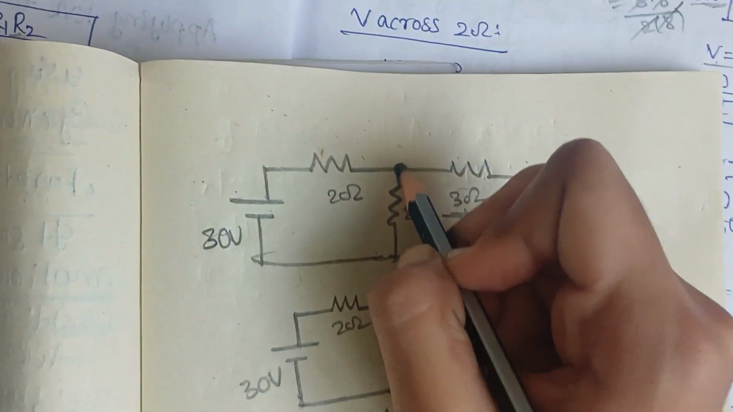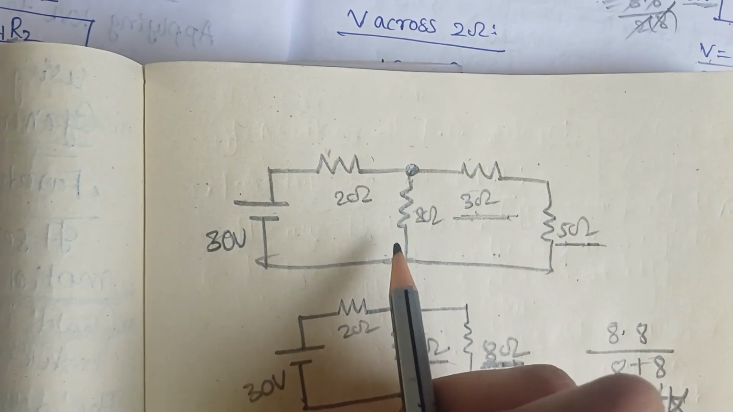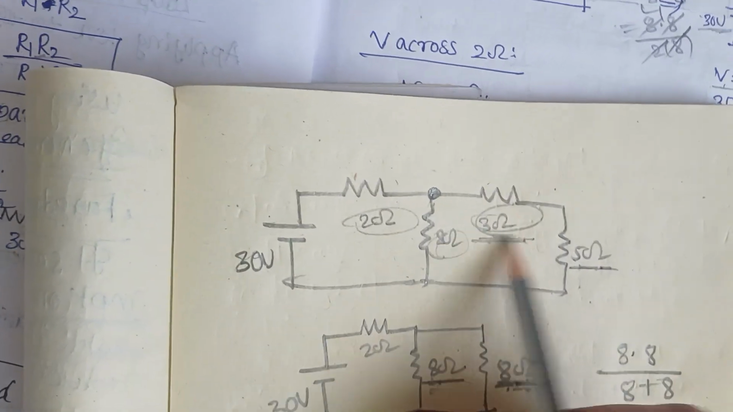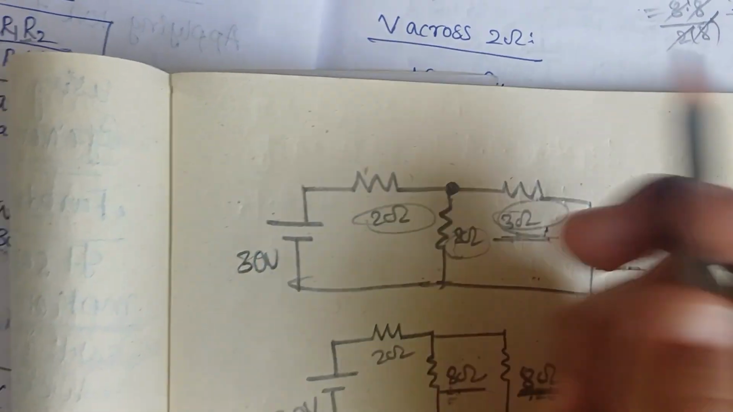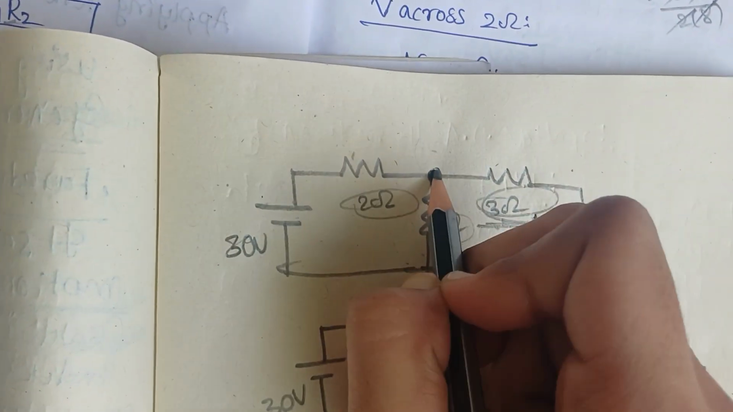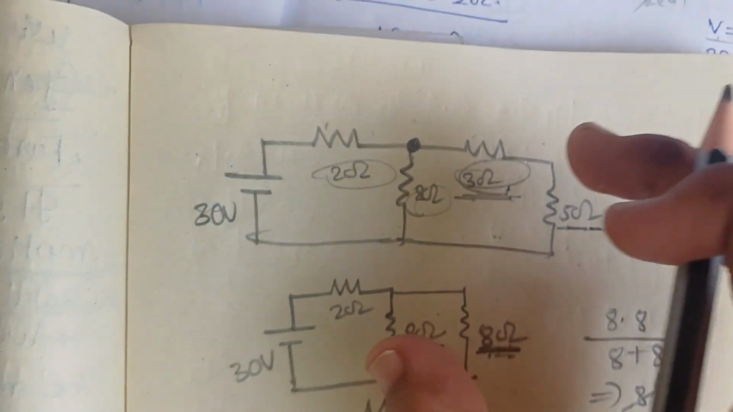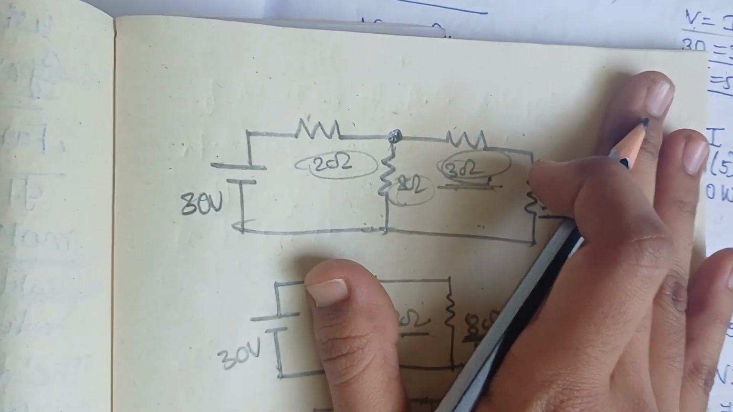Now see, if you consider this as a junction, because a junction is nothing but involvement of more than 2 elements, right? Here since your 8 ohm, 2 ohm and 3 ohm resistors are involved, you can consider this as a junction, right? So in the junction, the sum of currents entering the junction is equal to the sum of the currents leaving the junction, right?